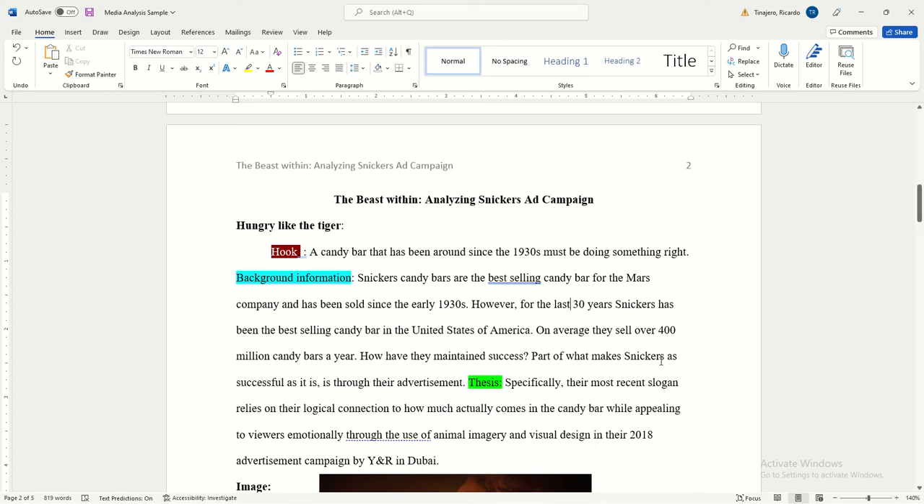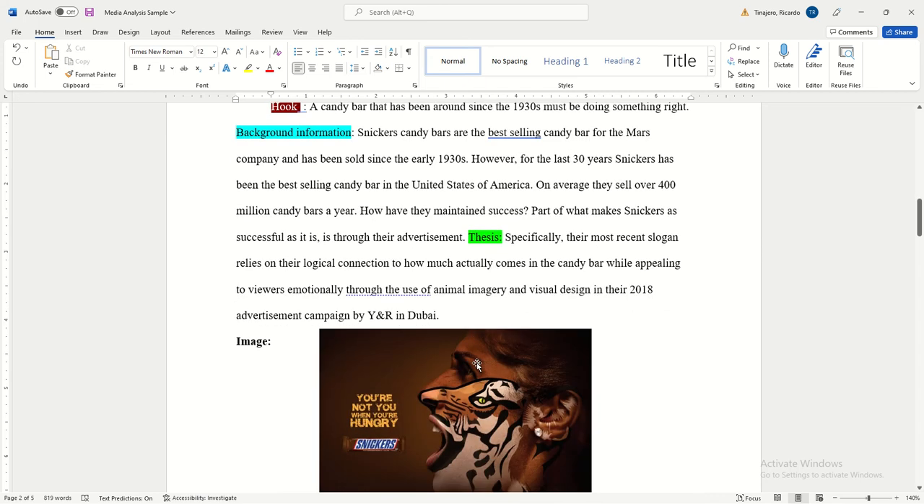Part of what makes Snickers as successful as it is is their advertisement. So now we know what we're going to be talking about, right? This essay is going to focus on their ad campaigns or advertisement. And the thesis says specifically, their most recent slogan relies on the logical connection of how much actually comes in the candy bar while appealing to the viewers emotionally through the use of animal imagery and visual design in their 2018 advertisement campaign by YR in Dubai.